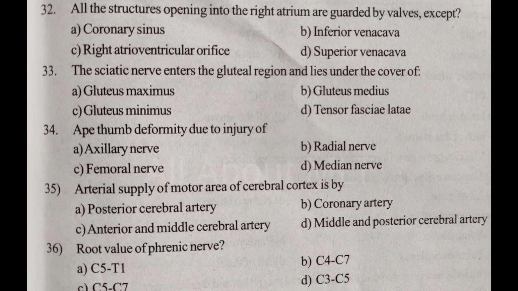Ape thumb deformity is due to injury of option A, axillary nerve. Option B, radial nerve. Option C, femoral nerve. Option D, median nerve. Answer is option D, median nerve.